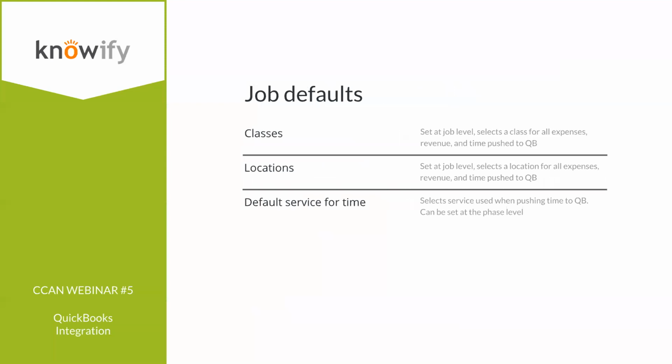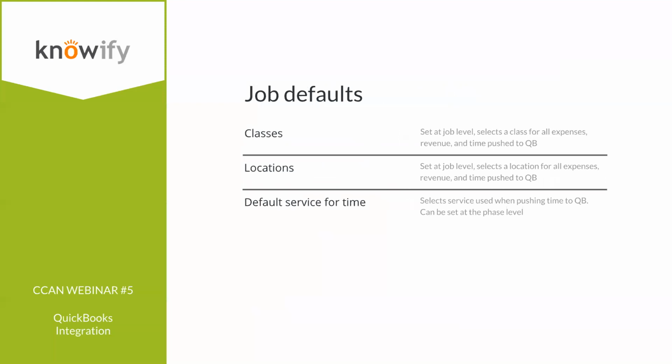When you're setting up this sync, you'll see that this all references pages in Knowify, but one of our pages when you're mapping to QuickBooks is called Job Defaults. This is basically where we'll pull in all of your jobs, and then you can choose which class and location is going to be referenced when you push any information regarding that job to QuickBooks.